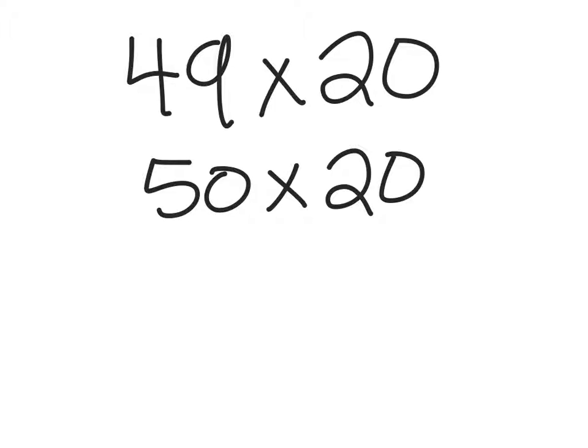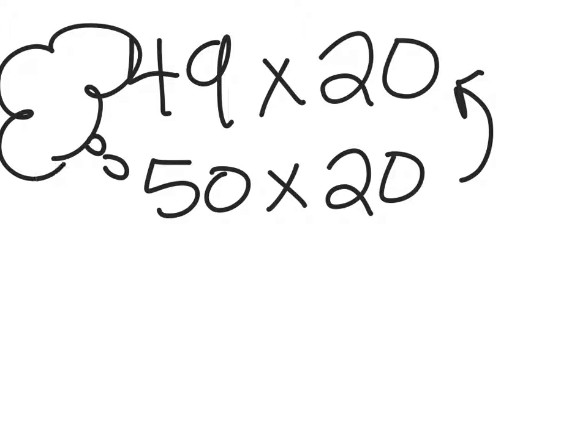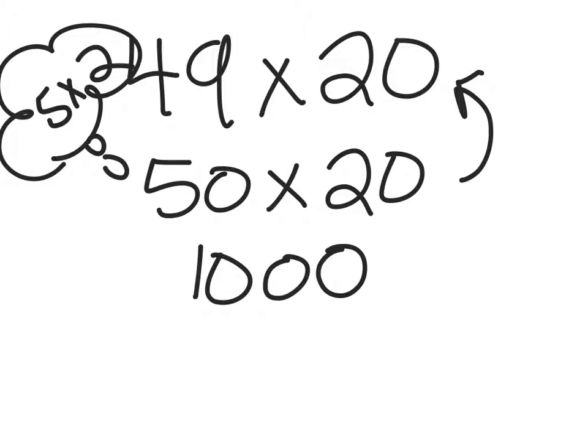So 50 times 20 is a much easier way of solving 49 times 20. So let's think to ourselves, what fact can we use to find 50 times 20? It's 5 times 2. So 5 times 2 is 10, which means that because 50 times 20 is 2 place values higher than that, we add 2 more zeros, and our answer is 1,000.